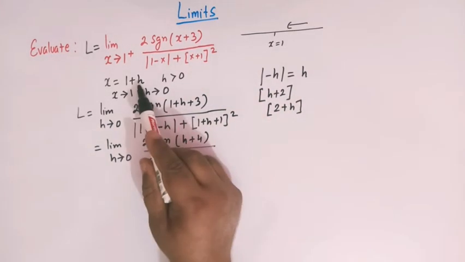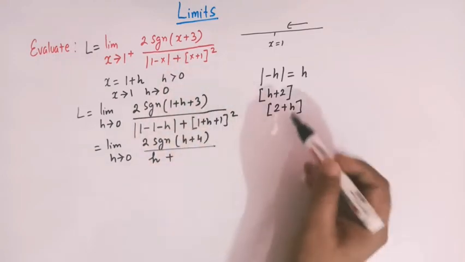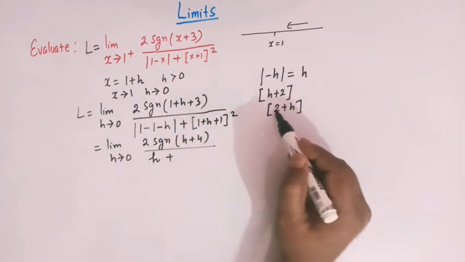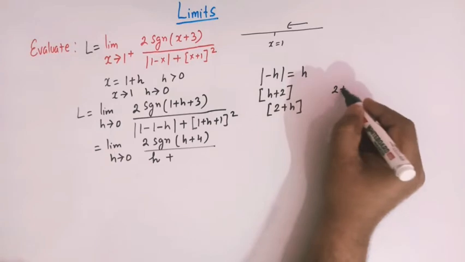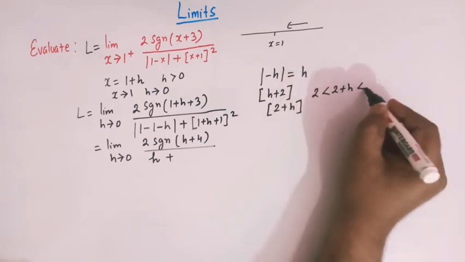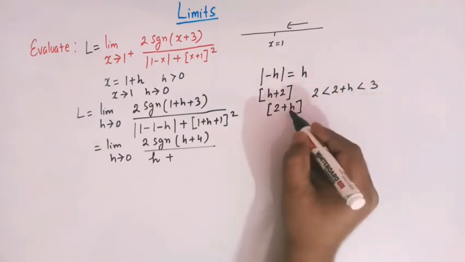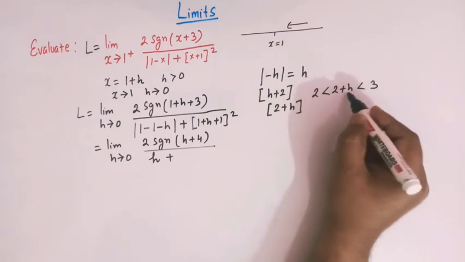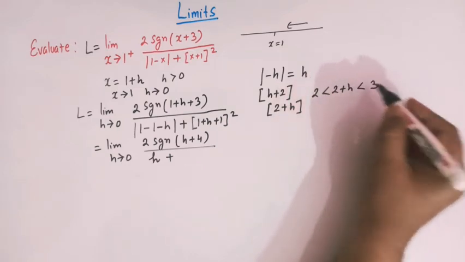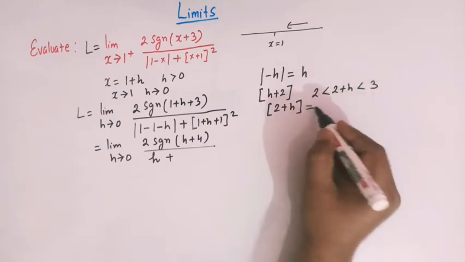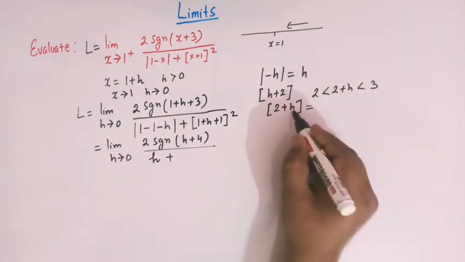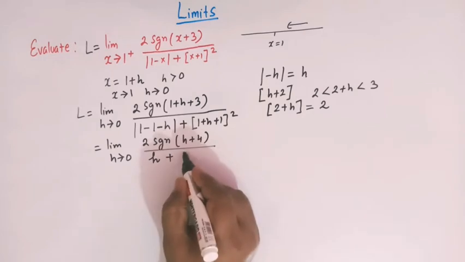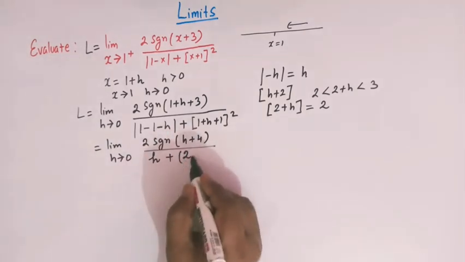So as we have said that h is a positive quantity, right? And this h is very small, so when h is added to 2, obviously 2 plus h is greater than 2, but it is less than 3, right? So h is very small, so when we add h to 2, we'll get 2 plus h, and 2 plus h is slightly greater than 2, but it is less than 3. So therefore, by definition of greatest integer function, the greatest integer of 2 plus h is simply 2, right? So here we'll write 2, and this is 2 square.